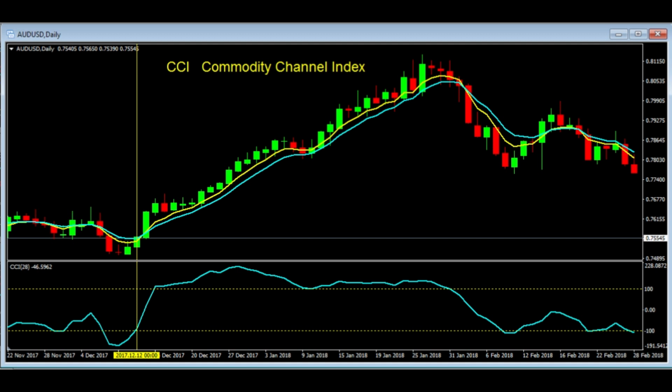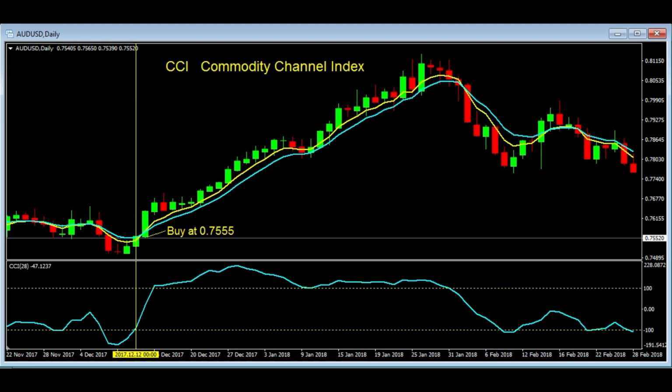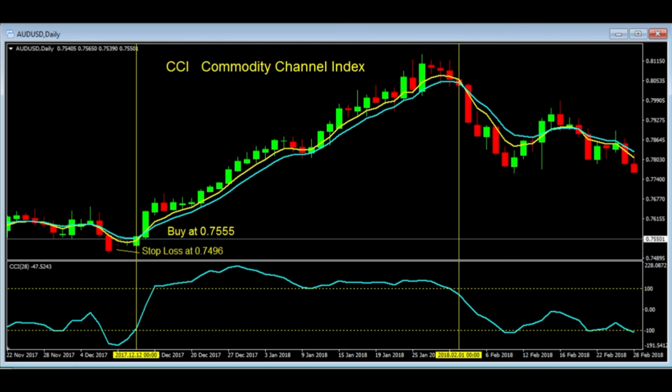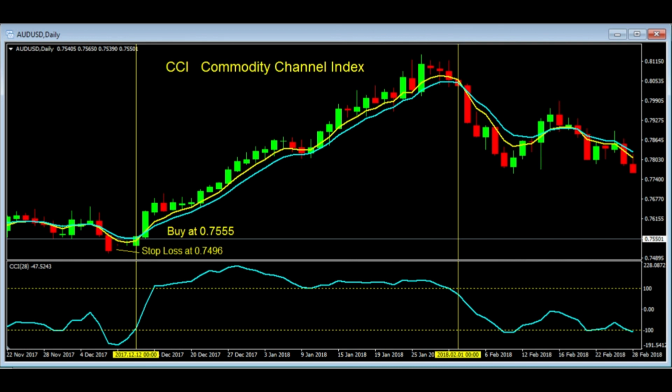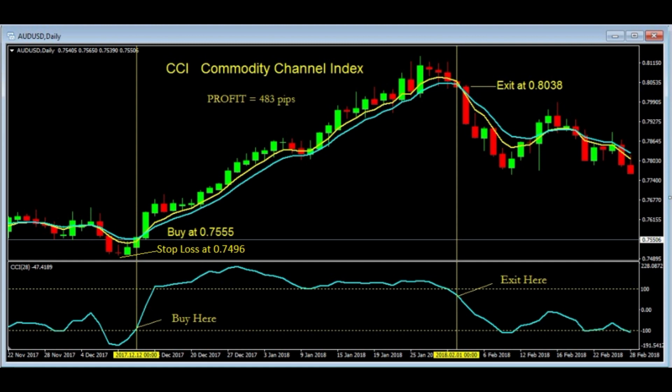So at the open of the next candle, buy at 0.7555 and place the stop loss 5 pips below the most recent low, which is below the red doji candle at 0.7496. Next we get the exit signal when the CCI crosses and goes below the 100 level, and we make a profit of 483 pips.